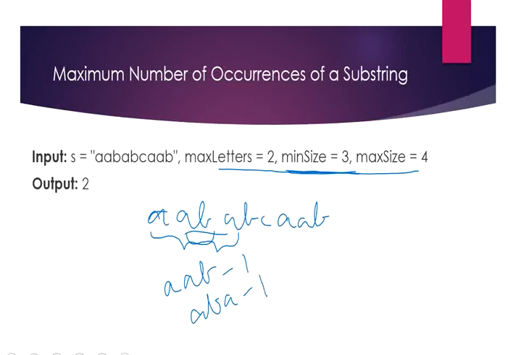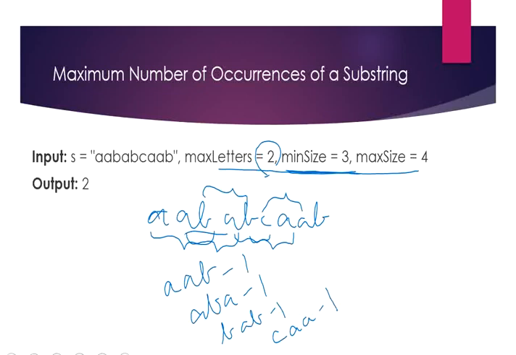And the next substring is BAB. Again, this satisfies the conditions. So BAB also occurs one time. So the next thing is ABC. This is not satisfying the condition since the letters used are 3, but the maximum letters that should be used are 2. So ignoring that, moving on to the next one, BCA. Again, this is not satisfying the condition. The next substring is CAA. So this is satisfying the condition.